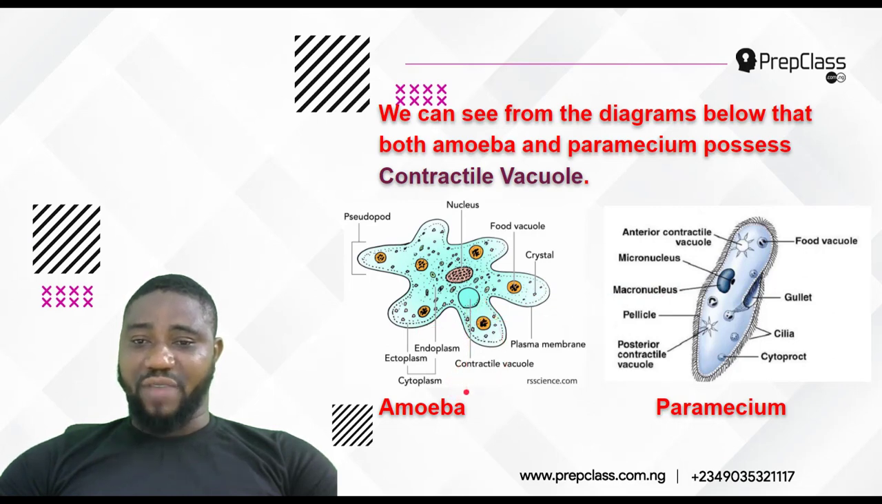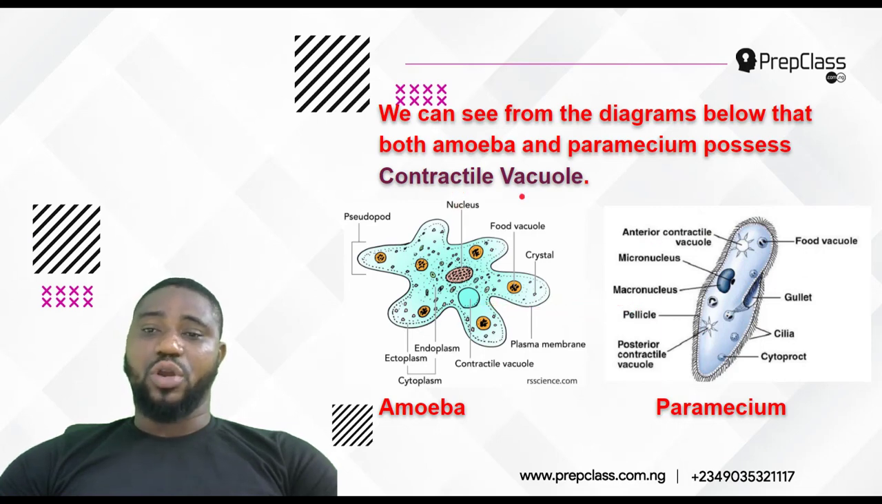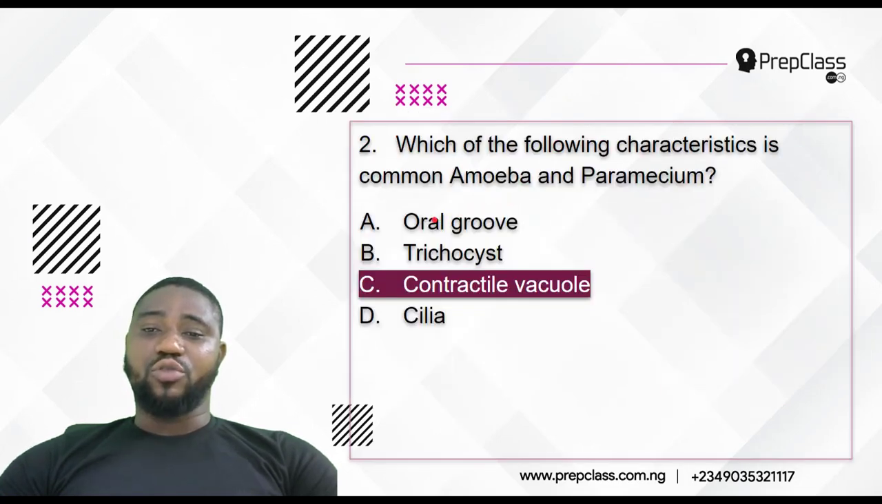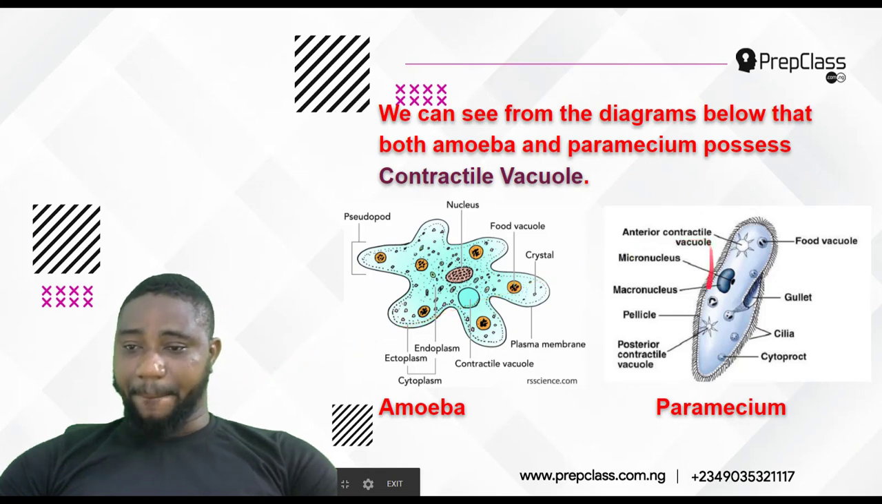They both possess contractile vacuole. Although amoeba has one contractile vacuole, paramecium two, anterior and posterior, the truth is that they both possess contractile vacuole. So out of all the options, oral groove, amoeba doesn't have it. Trichocyst, amoeba doesn't have it. You can see oral groove, trichocyst and cilia in paramecium, but you can't see them in amoeba.